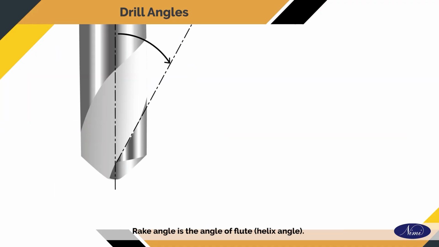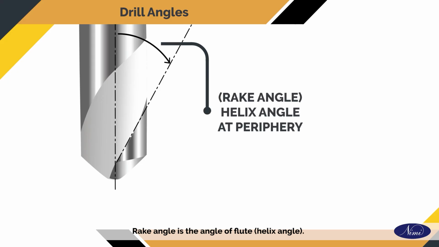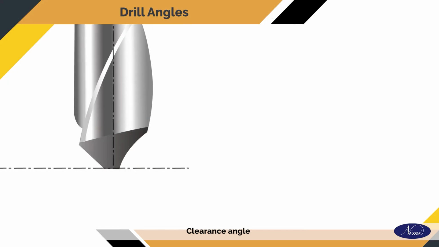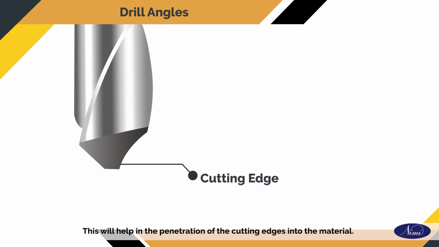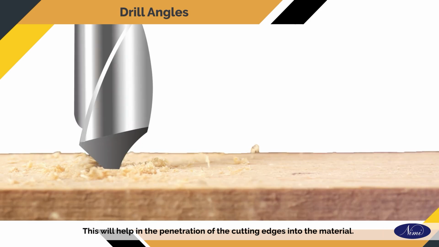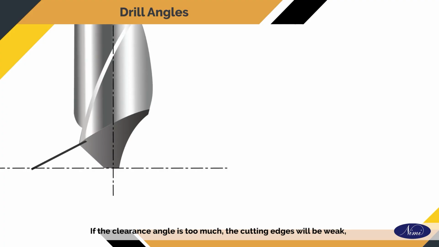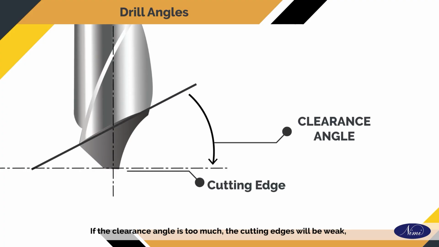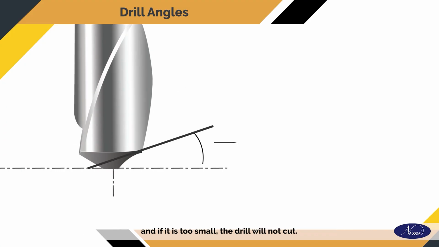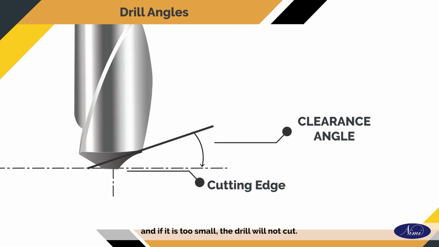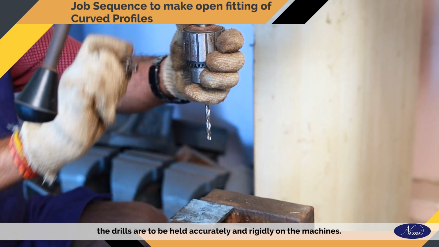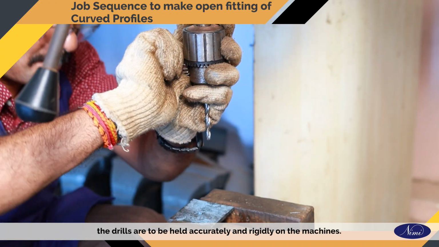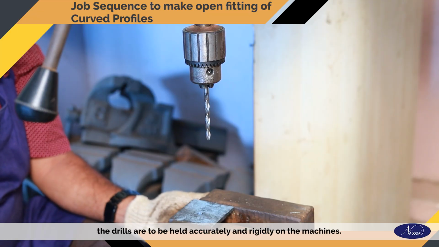Rake angle. Rake angle is the angle of flute helix angle. Clearance angle. The clearance angle is meant to prevent the friction of the tool behind the cutting edge. This will help in the penetration of the cutting edges into the material. If the clearance angle is too much, the cutting edges will be weak, and if it is too small, the drill will not cut. For drilling holes on materials, the drills are to be held accurately and rigidly on the machines.